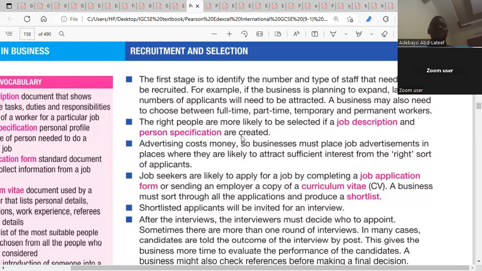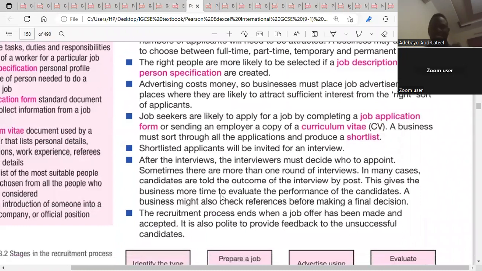Then as soon as that is done, the human resources department will shortlist candidates. That is the next stage. The fifth stage, shortlisting of applicants. Here, the business will choose the most appropriate or the most suitable applicants. That's the fifth stage. And as soon as they are chosen, they will be called for interview. That is the sixth stage.